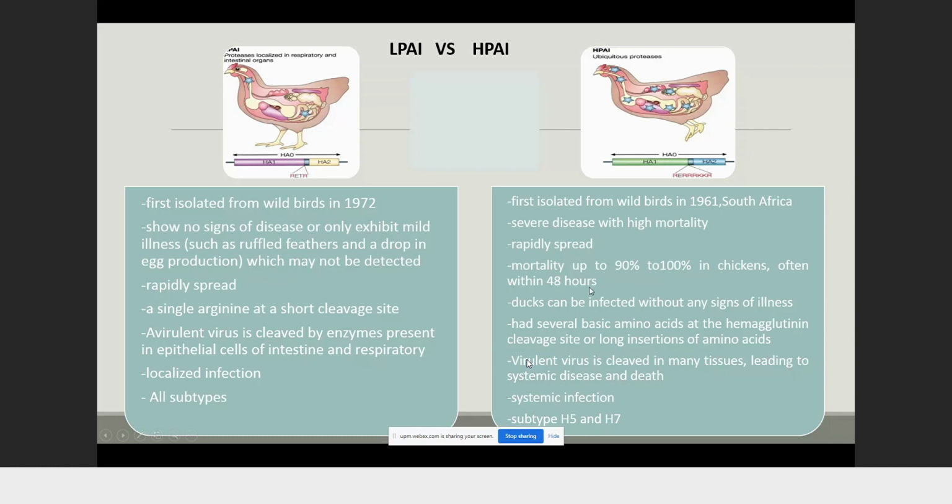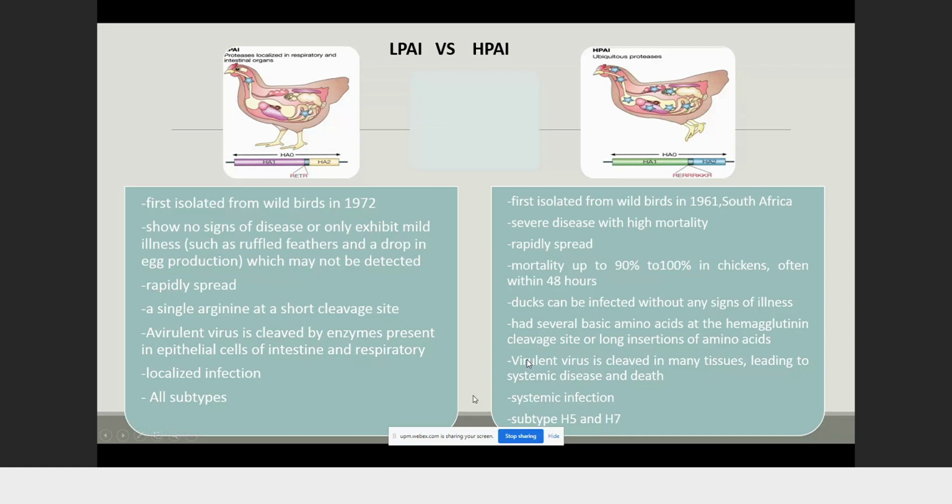On the other hand, for HPAI strain, the receptors or the cleavage sites of these proteases are ubiquitous in the host. So you can see here, these sites are in the respiratory tract, in the GIT, and also in the brain. Because of that, this will lead to systemic infection.